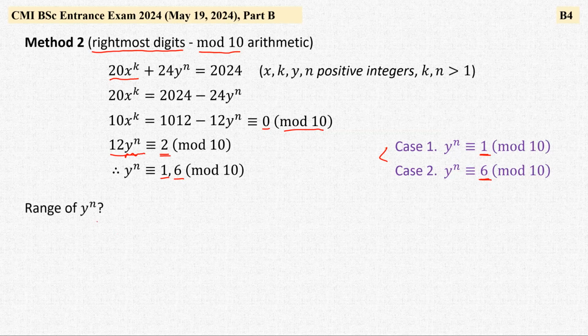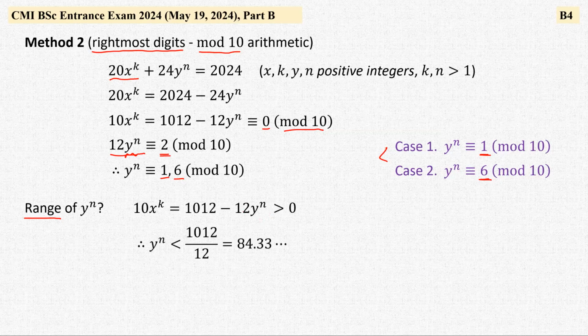But before we do that, let us also determine the range of y to the power of n. From 10 times x to the power of k equals 1012 minus 12 times y to the power of n, this expression must be positive. This gives the range for y to the power of n, which must be less than 84 times 333, so on. So whenever we are thinking about possible values of y to the power of n, we must also consider this range condition as well.